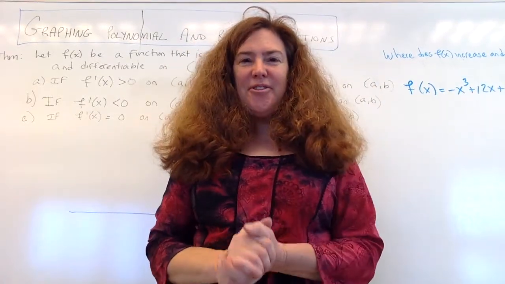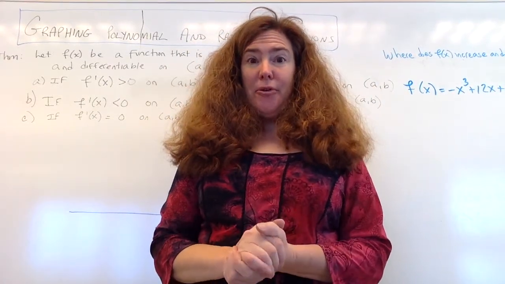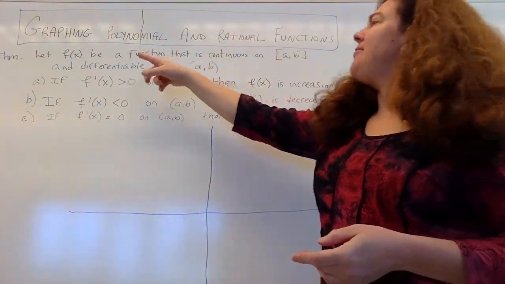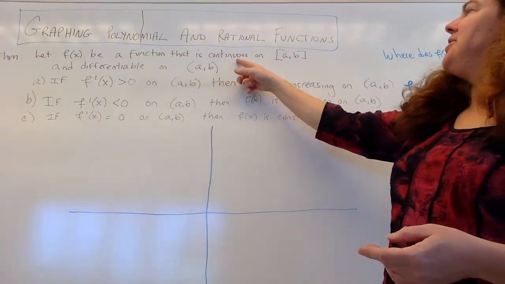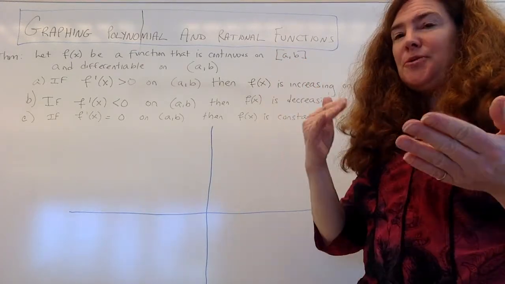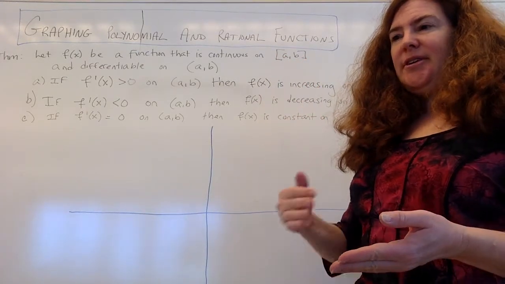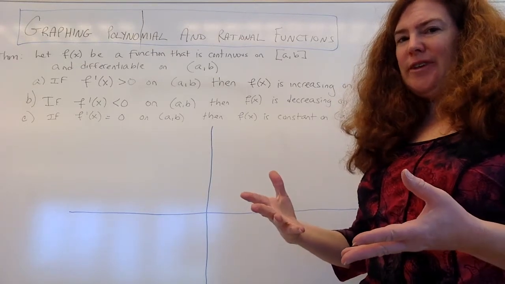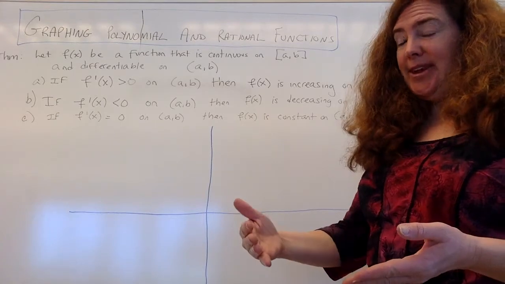Okay, guys, you ready for another example? So, before we start, just a quick summary. Full theorem written out. Let f of x be a function that is continuous on a closed interval. It has to be continuous because we're talking about derivatives. If it's not continuous, it's not going to be differentiable. I can't take a derivative, so I can't talk about where it's positive and negative.